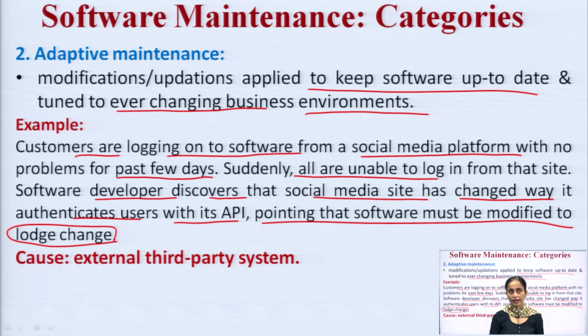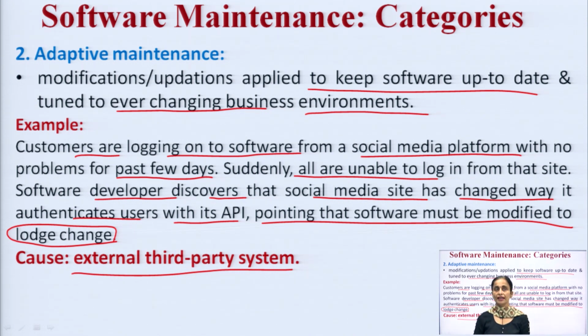That is where adaptive maintenance comes into the picture, that is, my software should be alive with respect to the new business environment. Now, here the cause is the external third-party system. It is not an internal problem that has occurred. The third-party system has changed its way. Now, how should my software be modified according to that? All the updates I require in my software should be done.